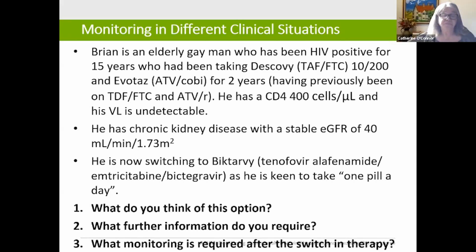He is now switching to Biktarvy, which is TAF, emtricitabine, and bictegravir, because he's keen to take a 1 pill a day regimen. What do you think of this option? What further information do you require, and what monitoring is required after switching therapy?